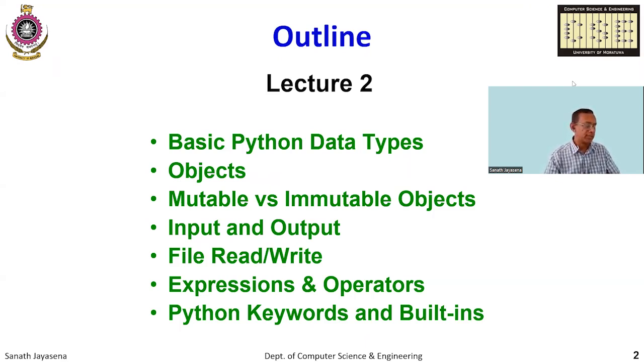So the outline says basic Python data types and objects. That's the first thing we will look at. And then mutable and immutable objects. After that, we have to be able to do input-output in order to even see a simple program working. So we look into that. Later on, file read and write. Expressions and operators come after that. And finally, Python keywords and built-ins. So this is basically the content for this lecture.